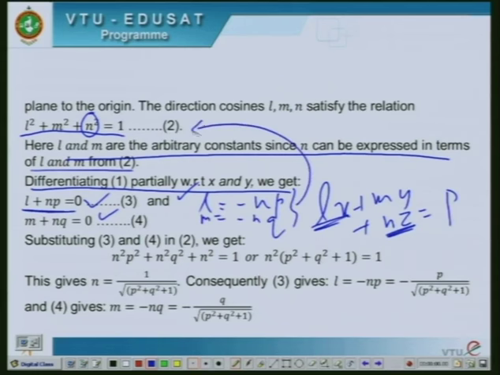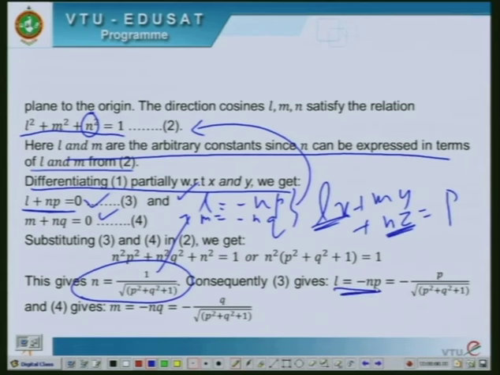Substitute these values in equation 2. Since l square plus m square plus n square is 1, you have n square p square plus n square q square plus n square equal to 1, which gives you the value of n as 1 by root of p square plus q square plus 1. Substitute that back here in these equations. Substitute the value of n obtained.